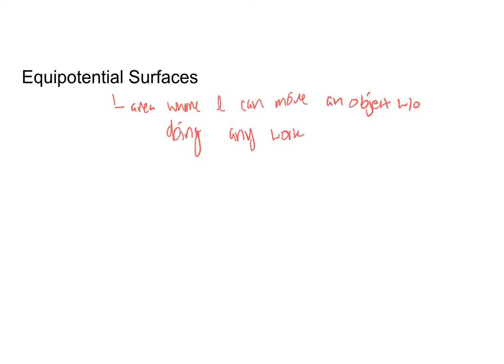Now, the next thing I want to talk about is an equipotential surface. An equipotential surface is an area over which I can move an object without doing any work. In other words, it's an area where my potential energy is constant.